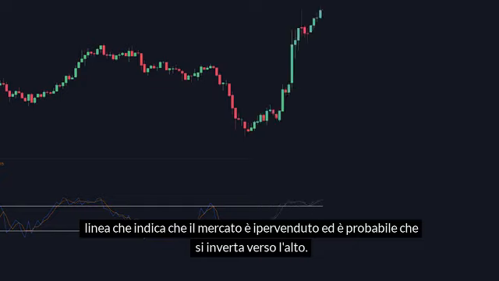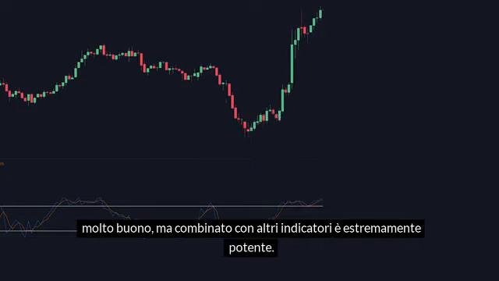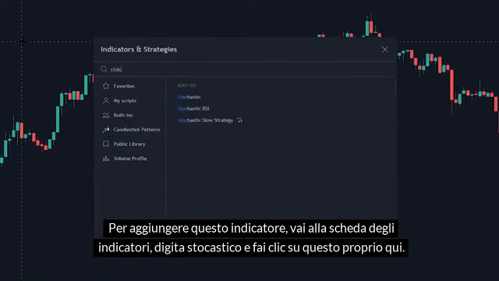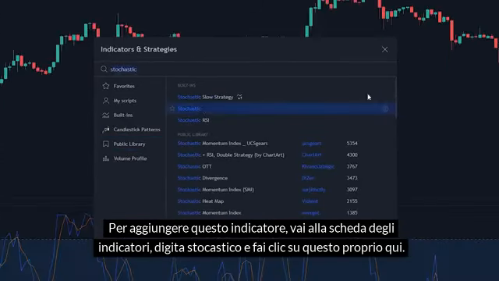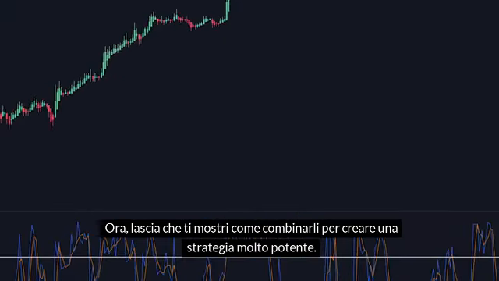So as an example, here the lines are crossing below the bottom line, indicating the market is oversold, and it's likely to reverse upwards. Just like most indicators though, this indicator by itself isn't very good, but combined with other indicators, it's extremely powerful. To add this indicator, go to the Indicators tab, type in stochastics, and click this one right here. Now let me show you how to combine these two indicators to make a very powerful strategy.